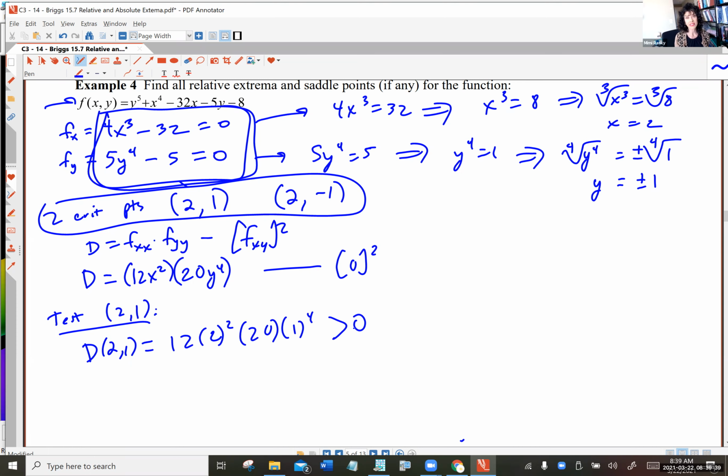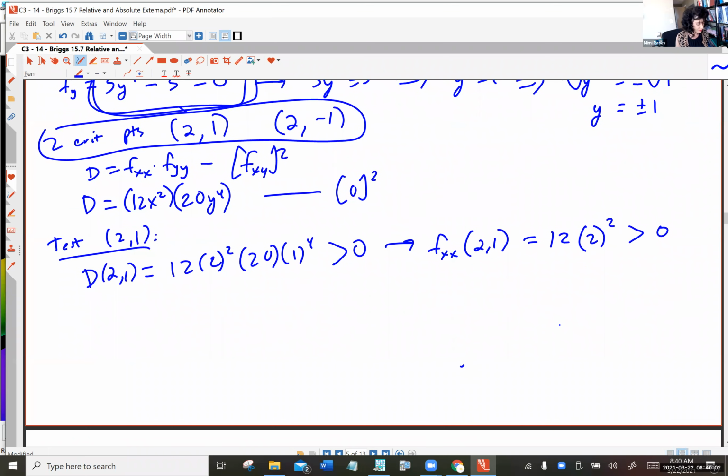Well, the D test says if D is positive, you're not sure what it is yet. You have to evaluate fxx at that point. And since fxx is 12x squared, and again, I don't care what the value is, I just notice, hey, that's positive also. What does the theorem say when both D and fxx are positive? Relative max, relative minimum? Yeah, we have a relative minimum at the point when x and y are 2 and 1.